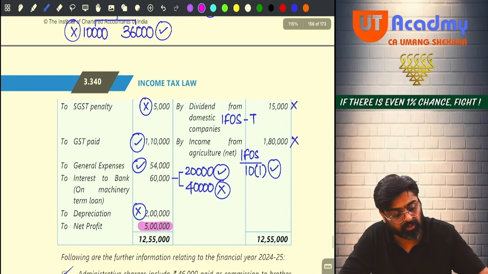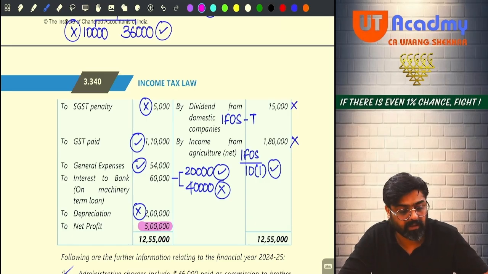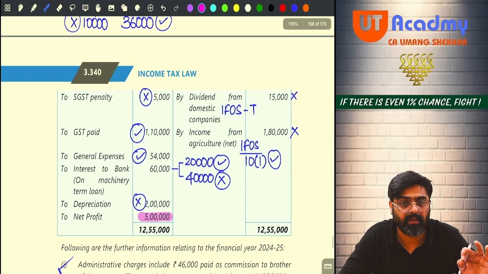Now, on the right hand side, reduce depreciation of 15,000. Reduce 1,80,000 as agricultural income. On your calculator, you must be getting 5,60,000. You all are getting that 5,60,000?